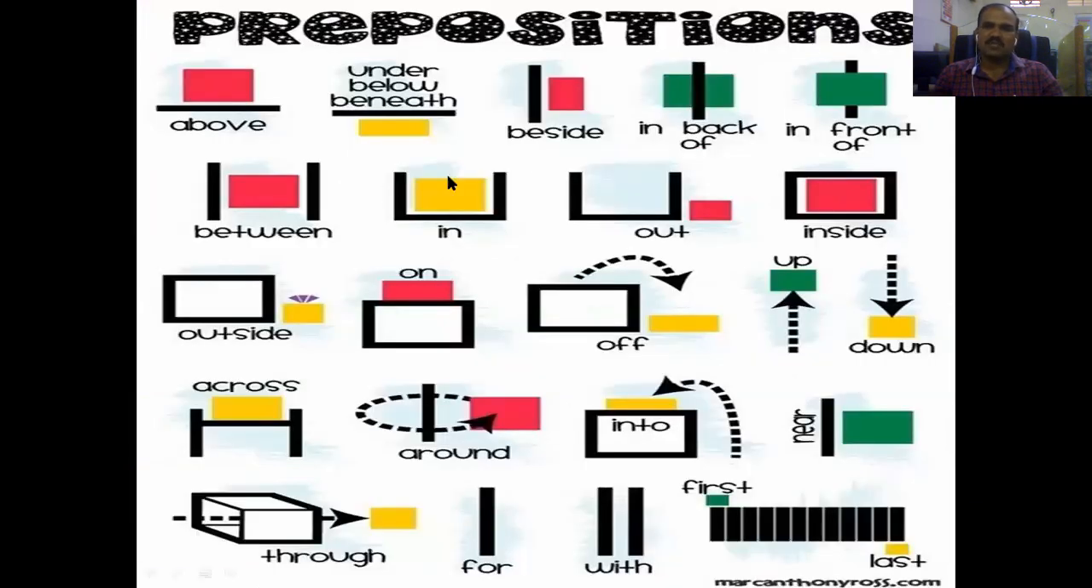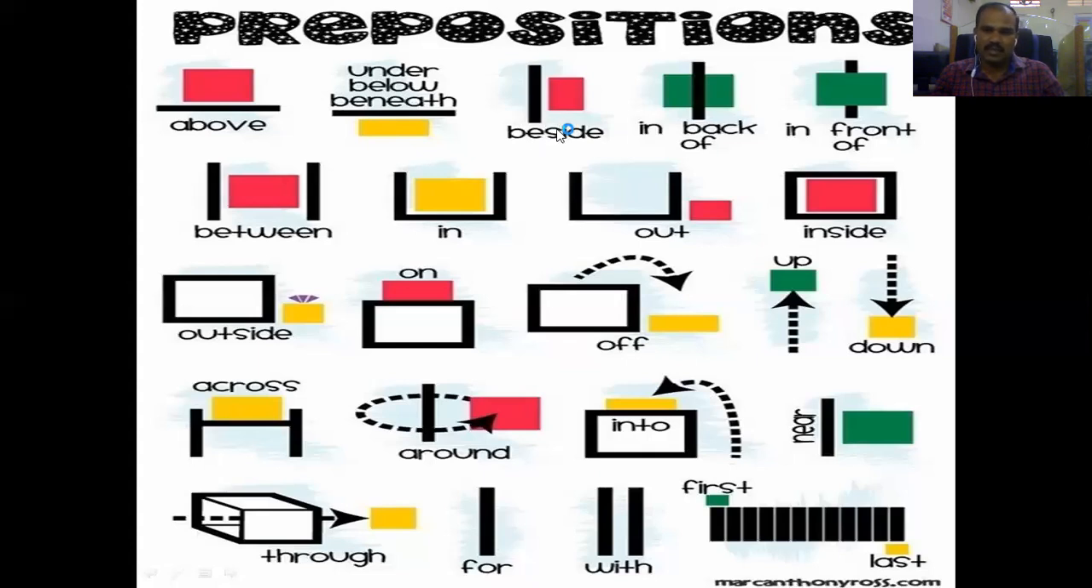Now these are the examples of prepositions. For better understanding, I have used this chart. You can take a screenshot of the same and you need to study. So above: when there is a distance between that place and the exact object, that is called above. Under, beneath, below, we need to use as well. Again, there is some difference between that particular place and the object.